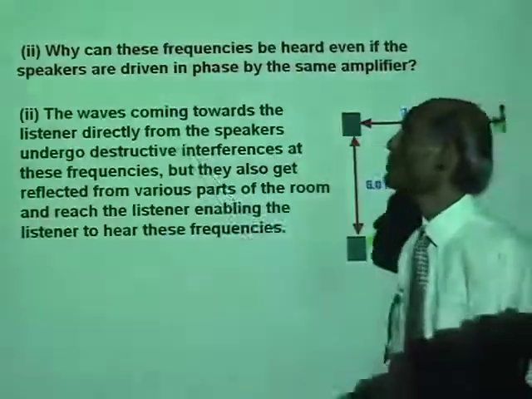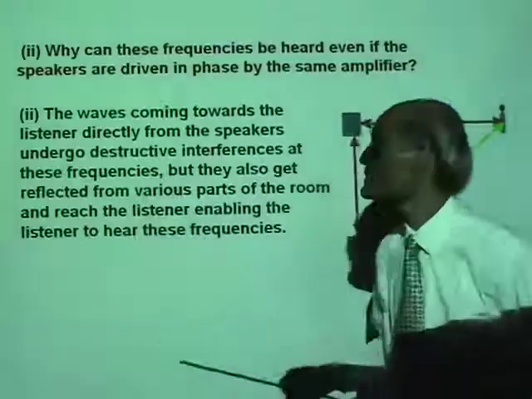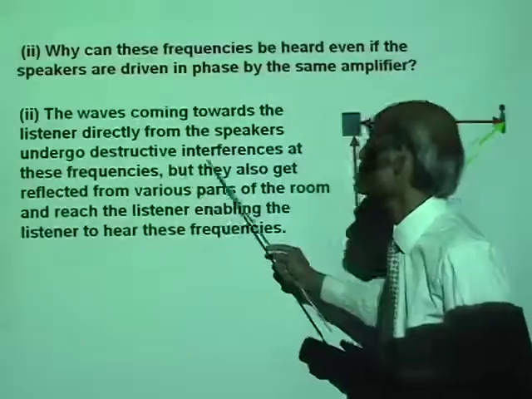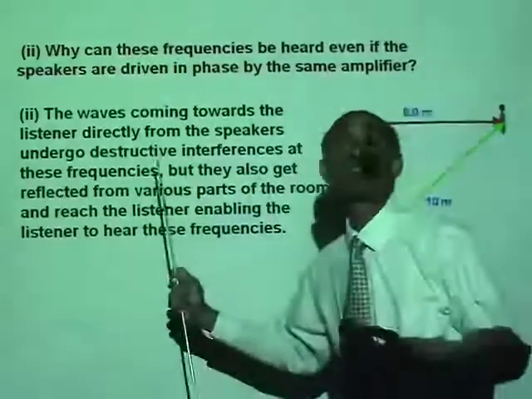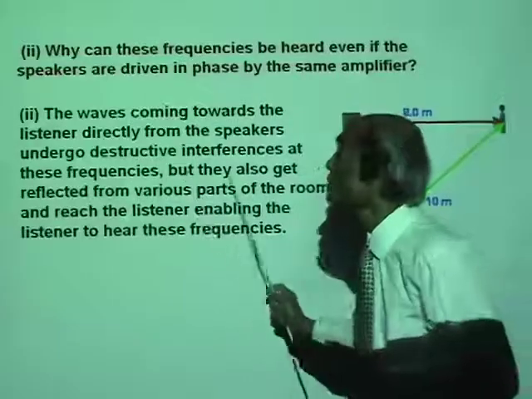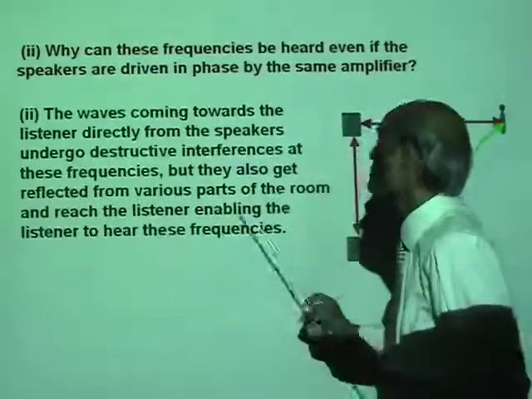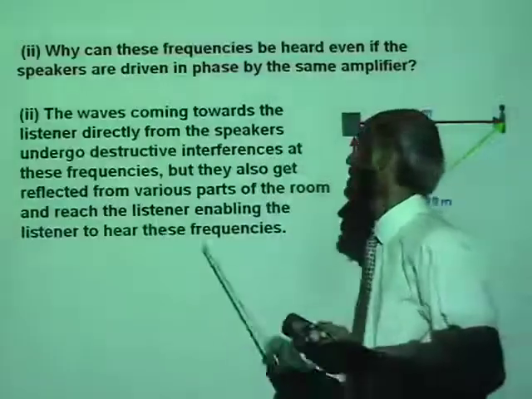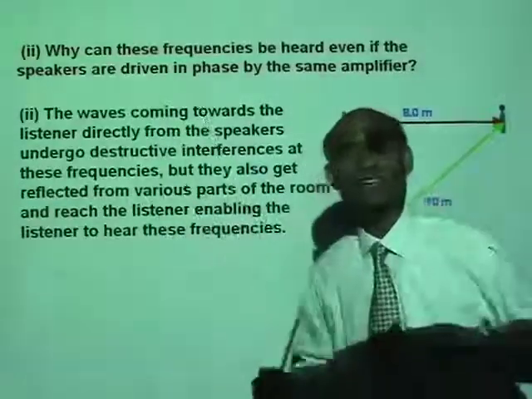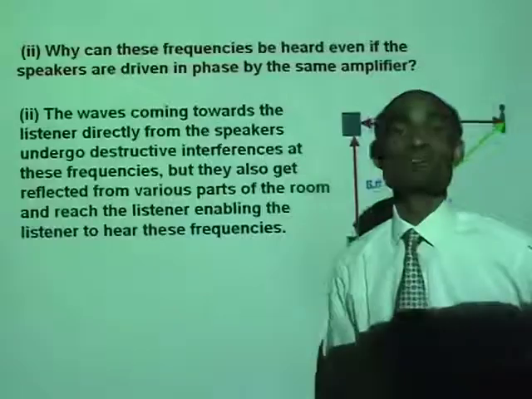The waves coming towards the listener directly from the speakers undergo destructive interference at these frequencies, but they also get reflected from various parts of the room and reach the listener, enabling the listener to hear the frequencies.